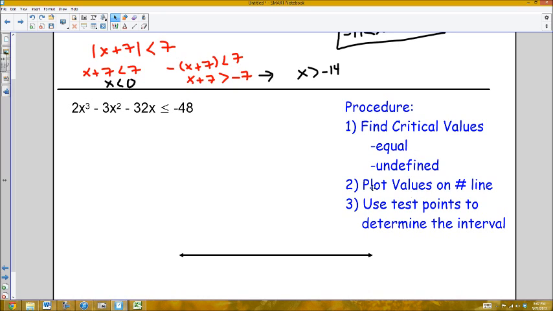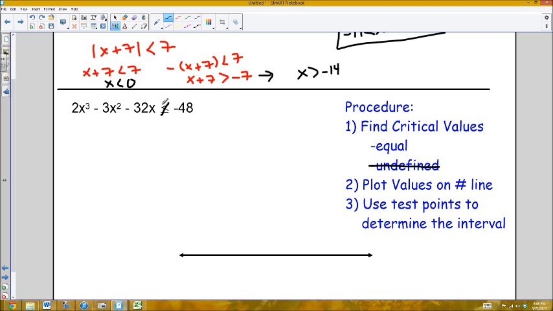Once I find those critical values, I'm going to plot those critical numbers on the number line, and then use test points in between those critical values to test each interval. So let's go through an example of how to actually do all of this. First off, I'm going to find my critical values. Critical values occur when it's undefined. So I'm going to look to see if there are any situations where a value of x would make this expression undefined. There is none. We'll see an example of one in the next example, but there are no undefined values, so I don't have to worry about those in this question. And then I just have to worry about when it's equal.